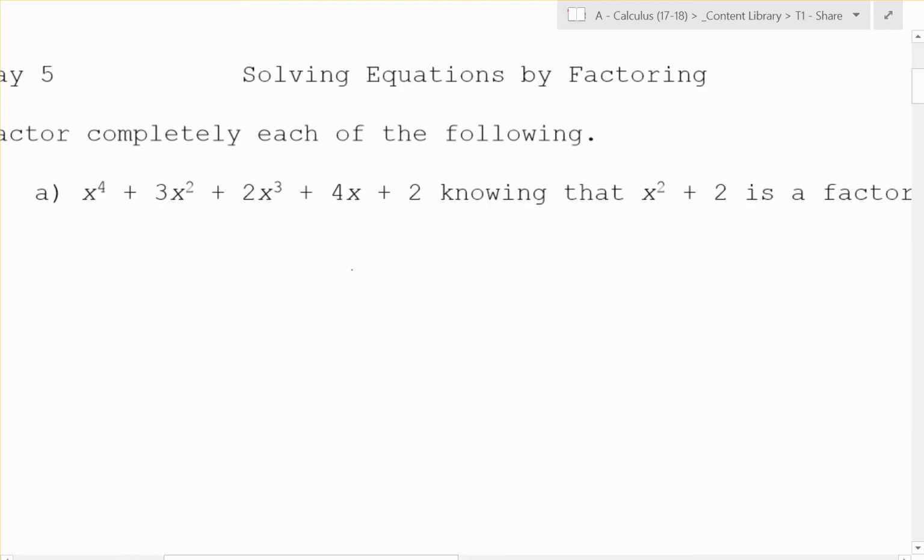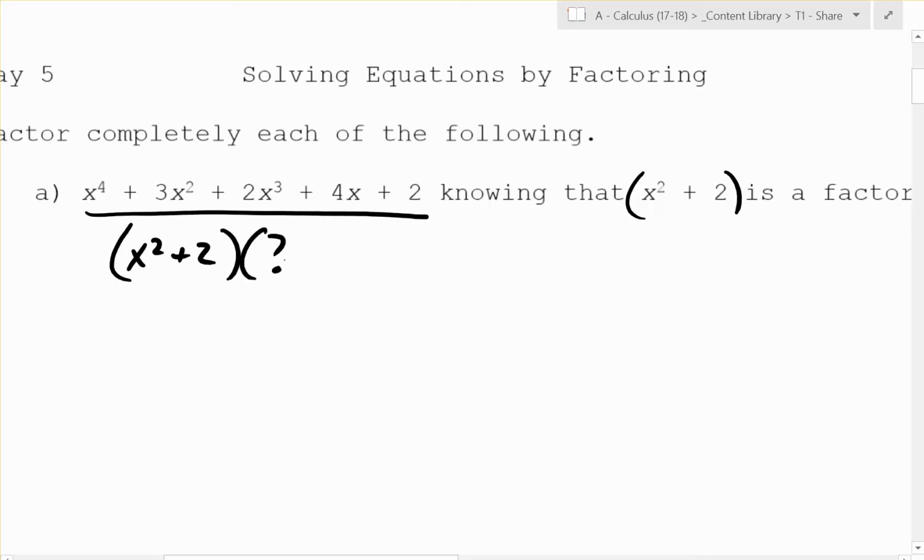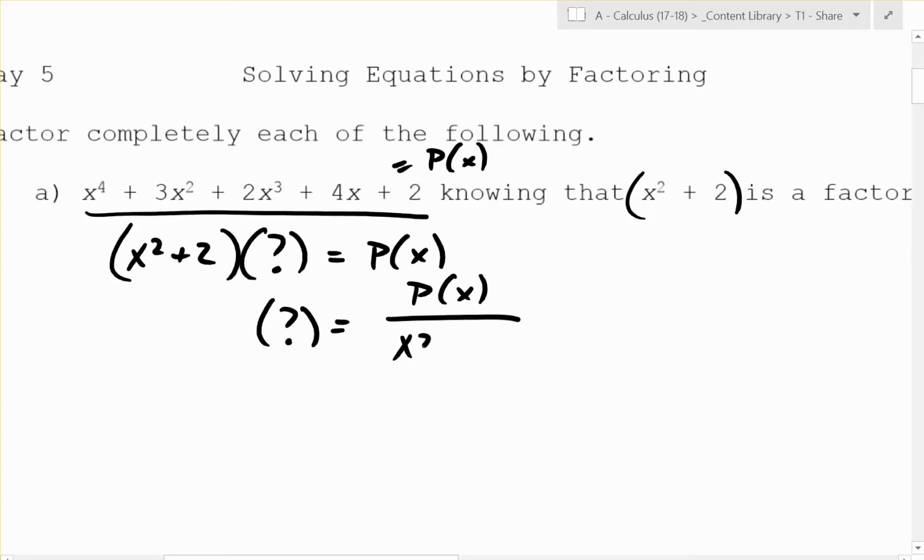Well, I'm going to give you a little bit of information, and that piece of information is that x squared plus 2 is a factor of this. What that means is that x squared plus 2 times something, let's call this polynomial p of x, is equal to p of x. If I wanted to find this question mark, I would have to divide p of x by x squared plus 2.